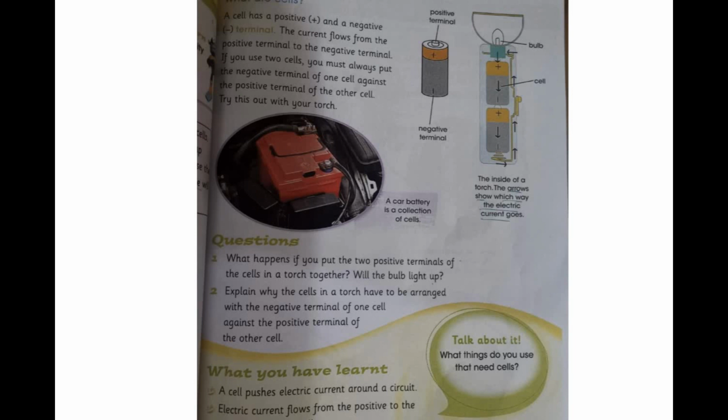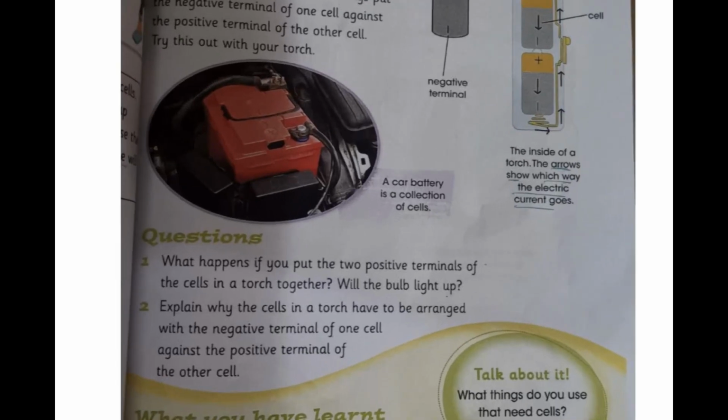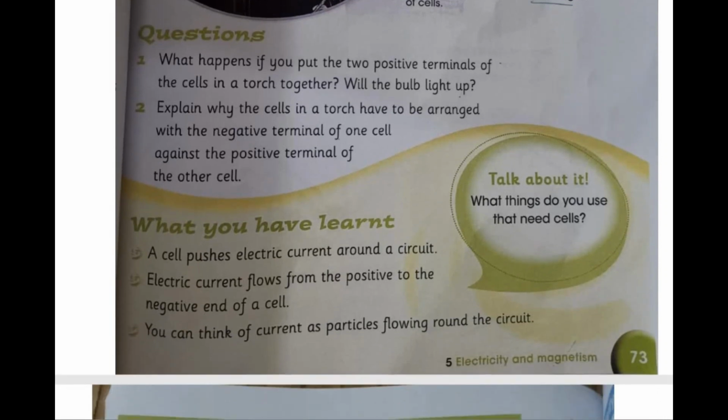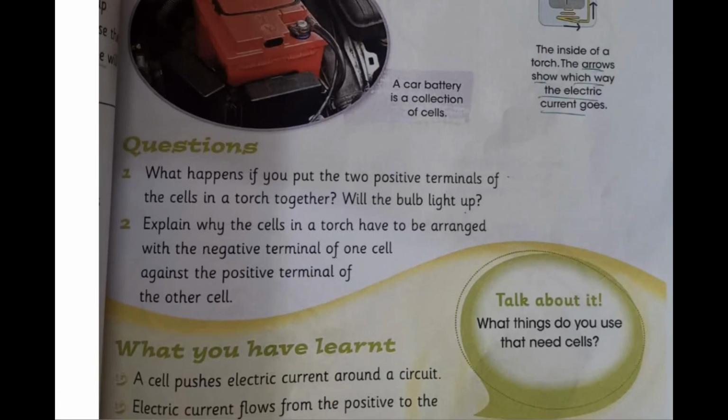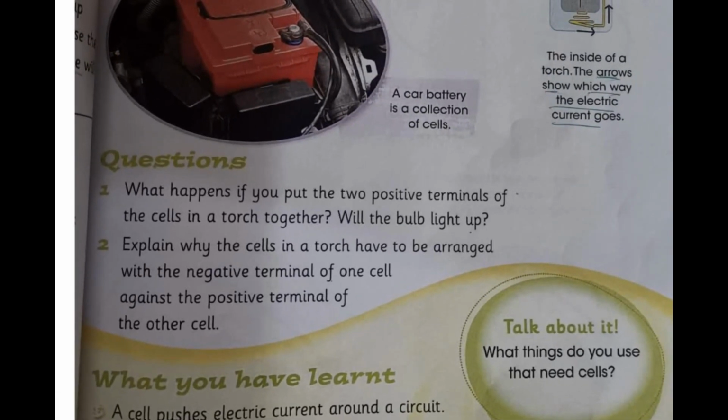Before we revise the vocabulary in the lesson and move on to the focus points, I thought it would be a good idea to discuss the questions in your book. This is page 73. Now, we have two questions. Question 1. What happens if you put the positive terminals of the cells in a torch together? Will the bulb light up? Now, what do you think?